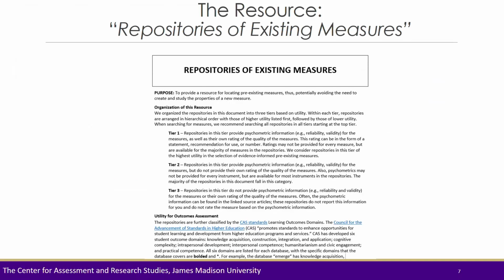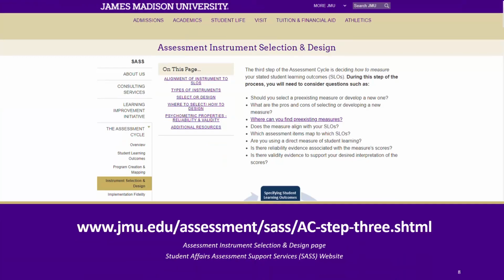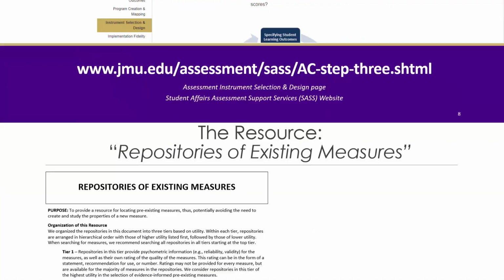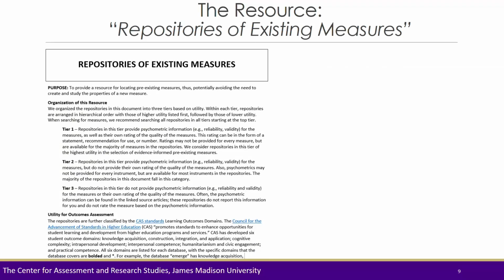We have created a resource that compiles more than 30 repositories of pre-existing measures. This resource is available through our website, and you can access it on the Instrument and Selection Design page when you click on "Where can you find pre-existing measures?" Let's walk through this collection of repositories of existing measures.